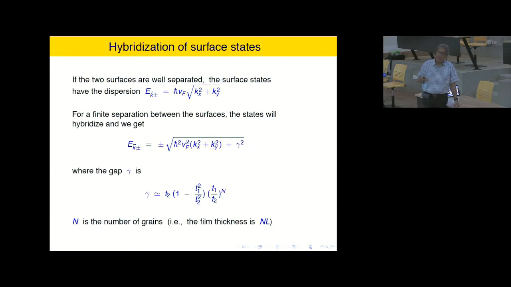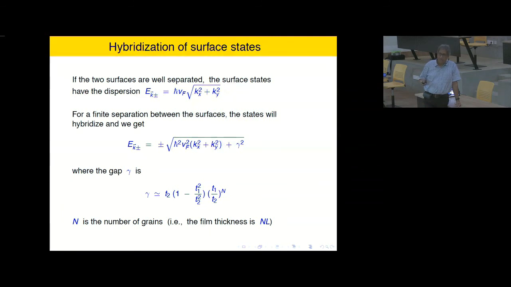Okay, now if the two surfaces are well separated, then the surface states have this dispersion. This has a degeneracy of 2 because of the two surfaces, top and bottom. But now if you have a finite separation between the surfaces, that means finite thickness of the film, the states will hybridize and will get this. Okay? So there's a gap now, and this gap is related to T1 and T2 in this form.